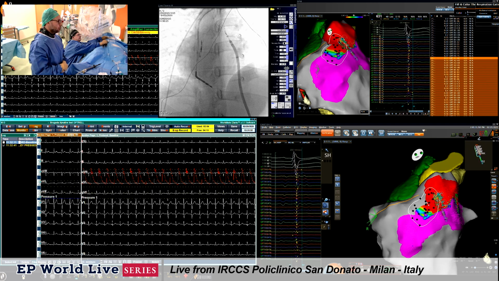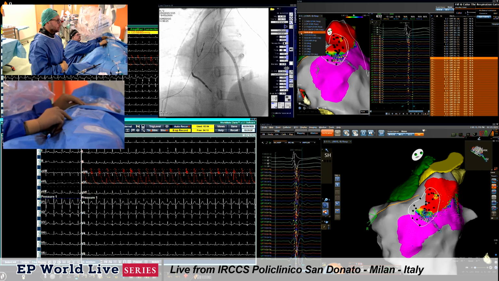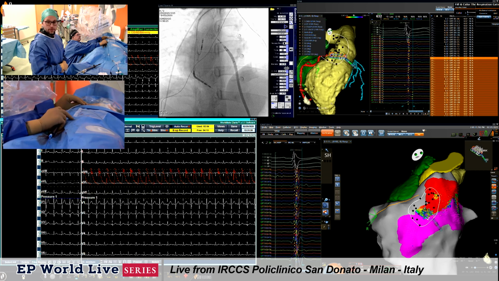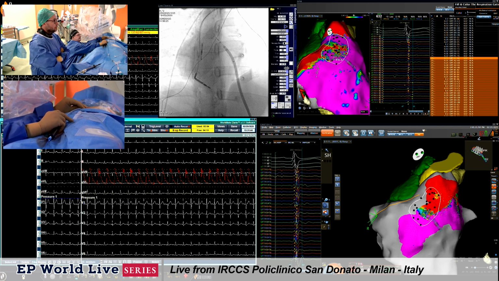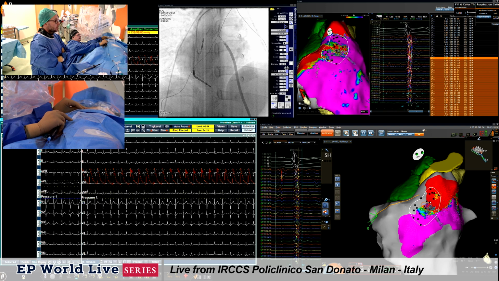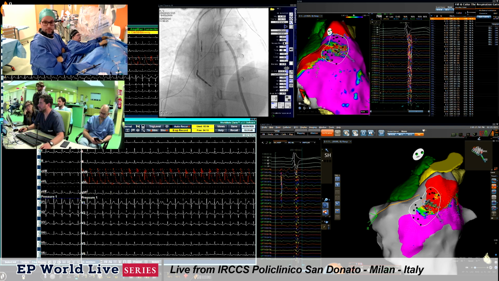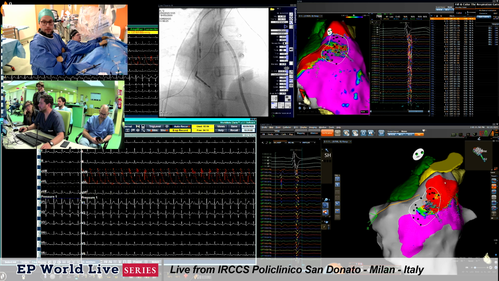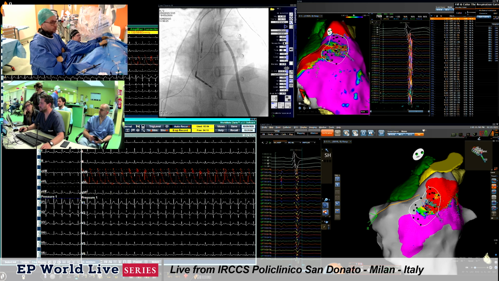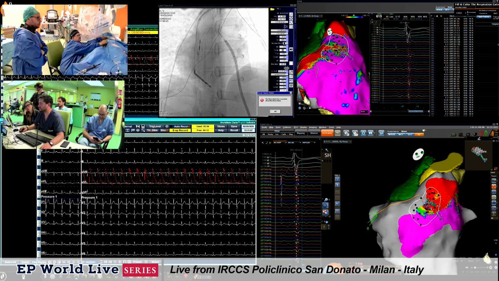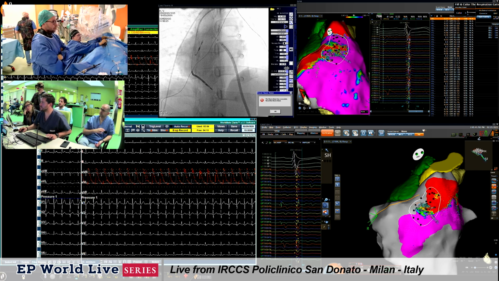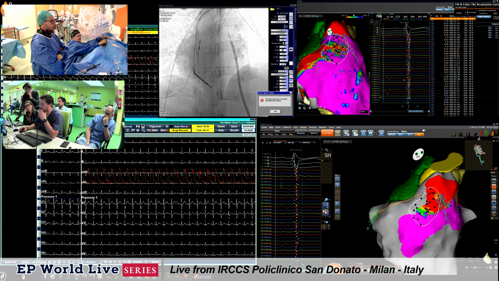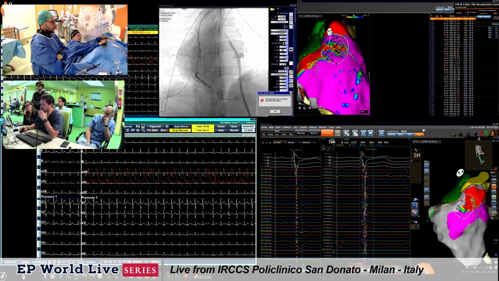Maybe Beniamino, you can show the initial signals before ablation. The signals before ablation here. And you see the difference. This is before ablation. This is real time.